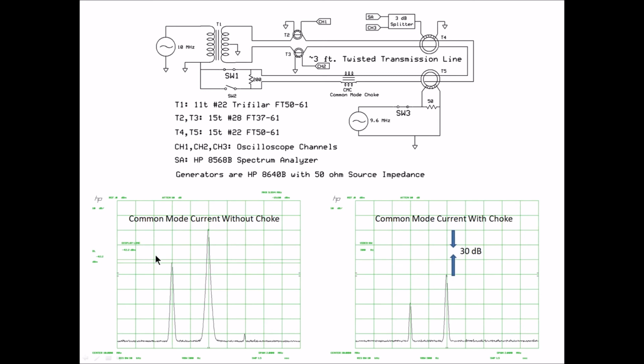So here is an illustration of what the common mode choke did. This is the common mode current without the choke. Here's the common mode current with the choke. And you can see that there has been a 30 dB decrease in common mode current, and the differential currents have more or less been restored to their initial state.